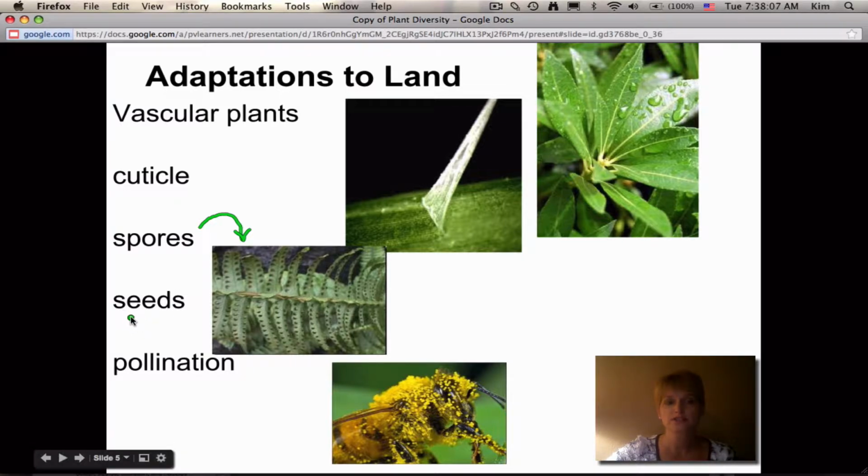And then seeds were another adaptation. Seeds are another way to protect the gamete, but seeds have a little bit extra because they have a food source within the seed. That allows the seed to be dormant for quite a while if it needs to be, and then germinate or grow when conditions are right. And then another adaptation is pollination. You see these pollen grains that are covering this bee. This is an adaptation. The bee is going to move these pollen grains from one flower to another flower and help fertilization that way.